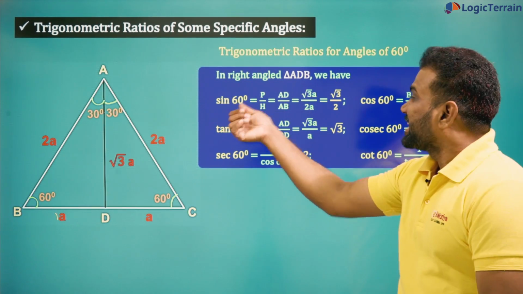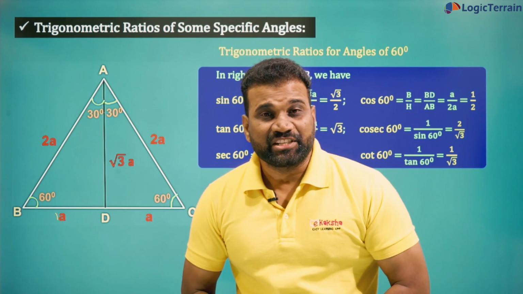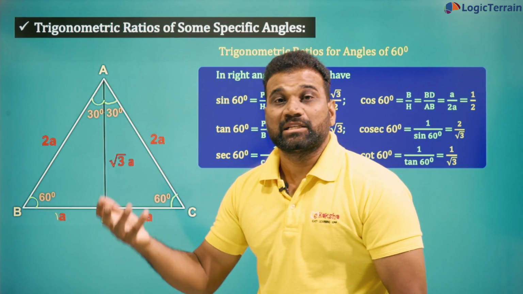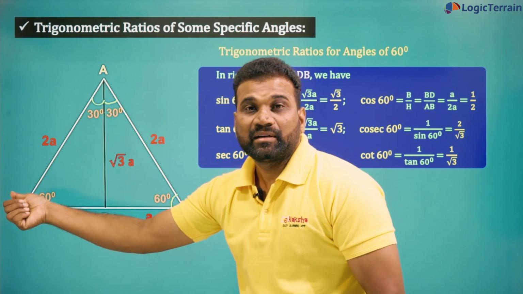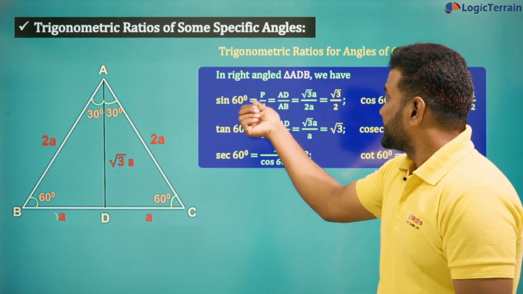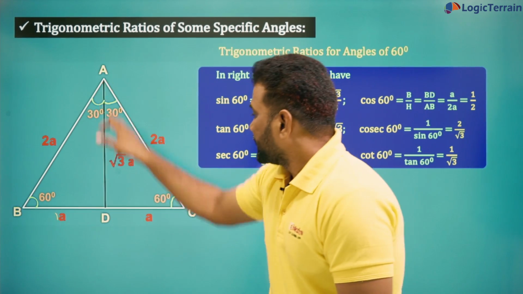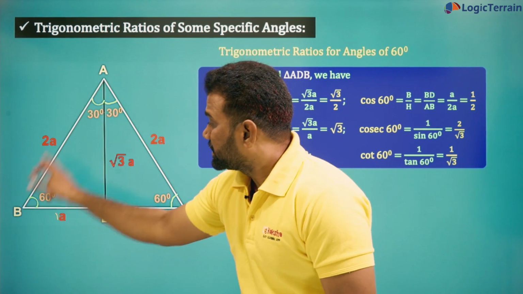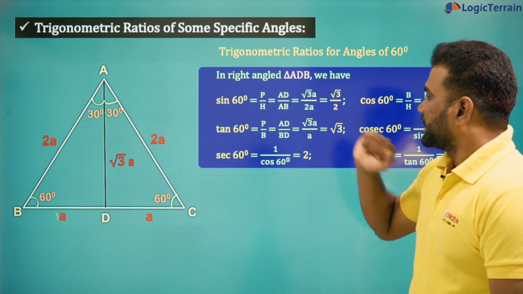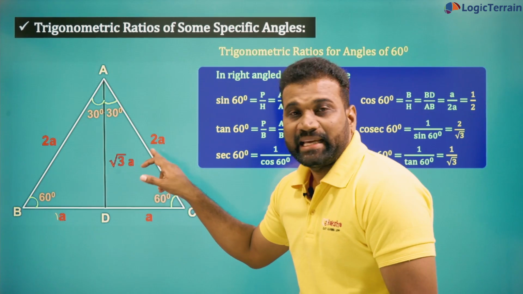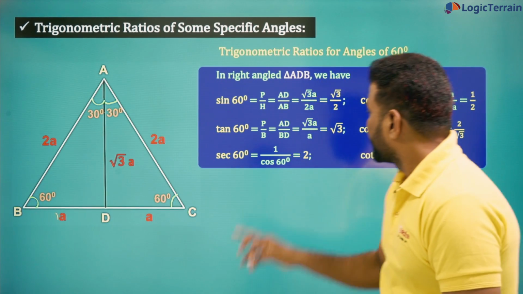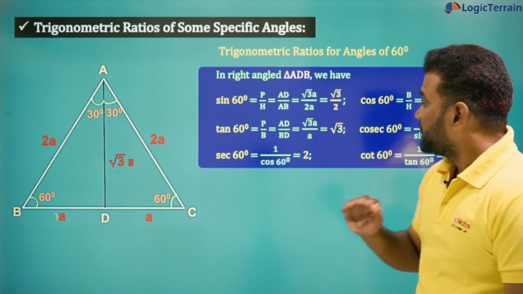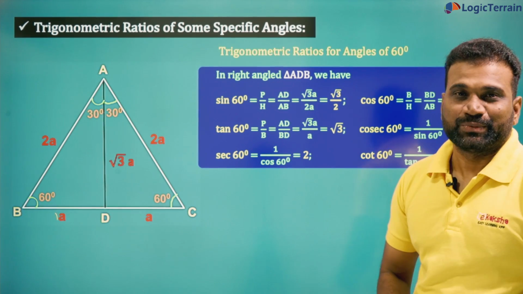So we have sine 60 degrees. According to the sine definition, that is opposite side to theta over hypotenuse, or perpendicular over hypotenuse. So sine 60 degrees equals P by h. Here the opposite side to theta is the perpendicular AD and the hypotenuse is AB. So AD over AB, where AD is square root 3a and AB is 2a. So square root 3a over 2a. Here a gets cancelled, and the value is square root 3 over 2.